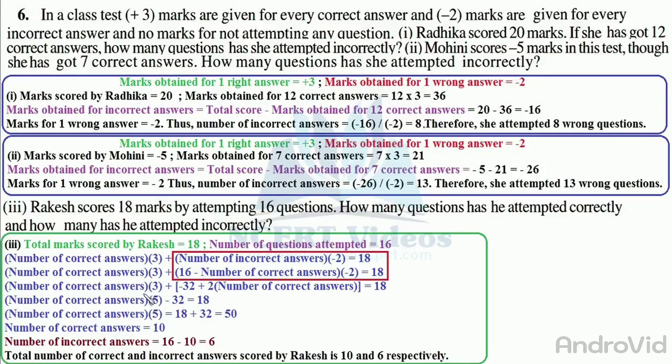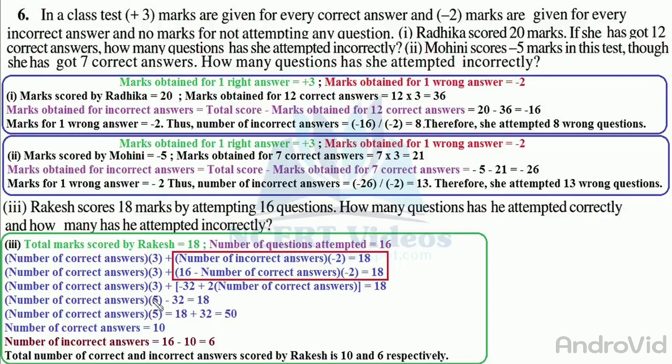Now you can see here, this is also number of correct answers. This is also number of correct answers. Here these are 3, here these are 2. We can add them. It is just like adding 2 toffees or 2 chocolates. You can add 2 chocolates. That means you can add 2 things of same kind. Therefore 3 plus 2 makes 5.